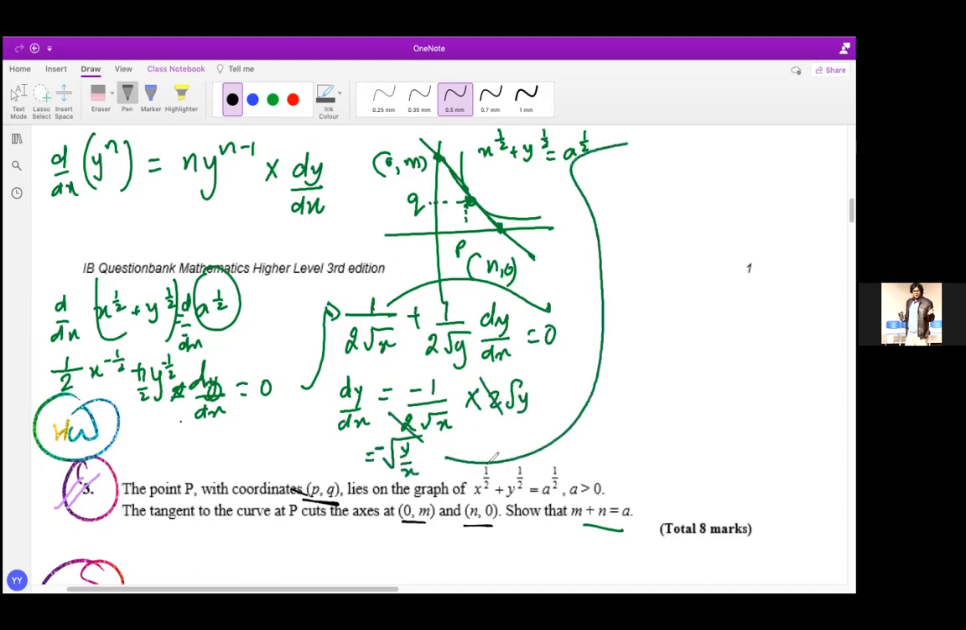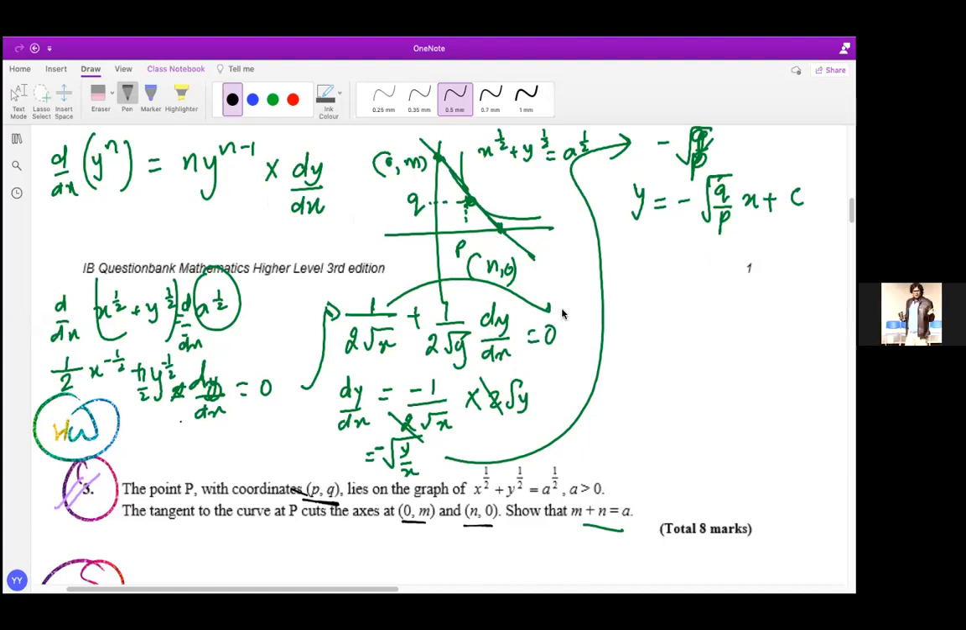Now, next part is, how do I find out the slope at that point? So the slope is going to be negative root p by q, negative root q by p, sorry. So that's the slope of the tangent. So now your tangent is y equals negative root q by p times x plus c. So this is until here.